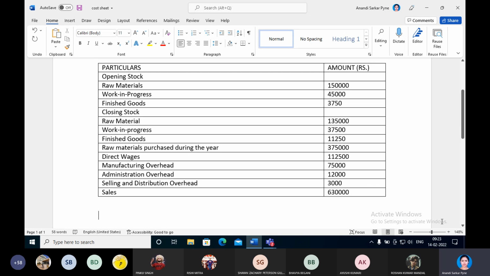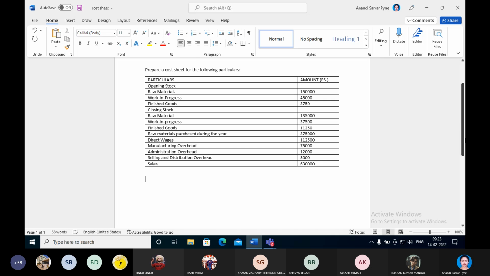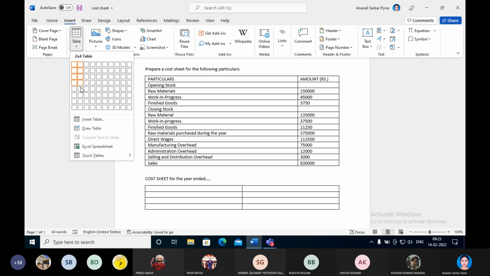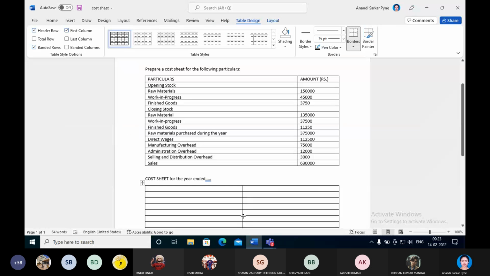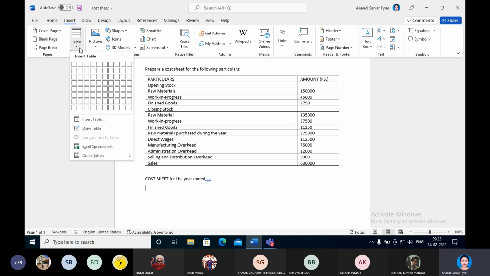So now over here, cost sheet for the year ended, whatever year is mentioned, you will mention it over here. Then particulars and amount, basically two amount columns, one inner and one outer.